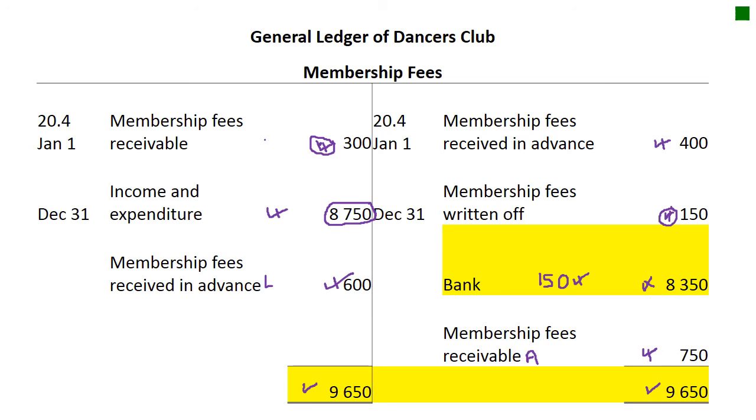I'm showing all of this to you again in detail because it's important that you understand all of the elements that can go into the membership fees account, so that if one amount is missing, you know how to work back to get to that amount. That is the end of this question.